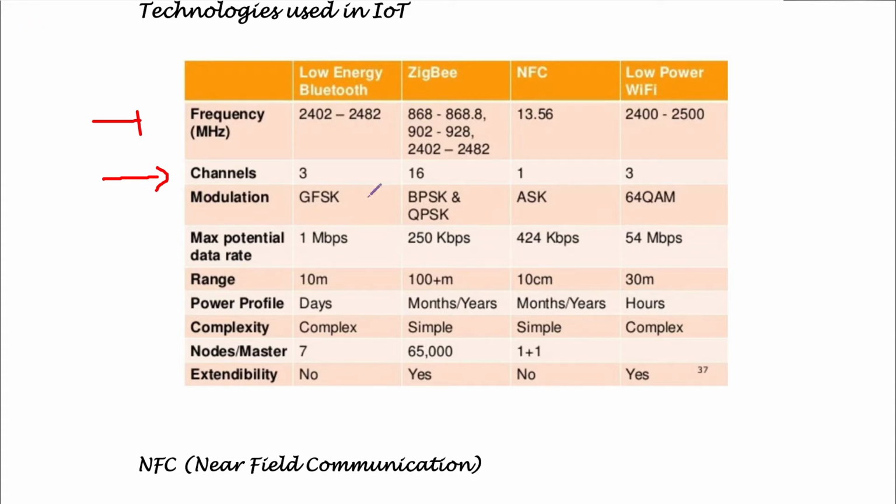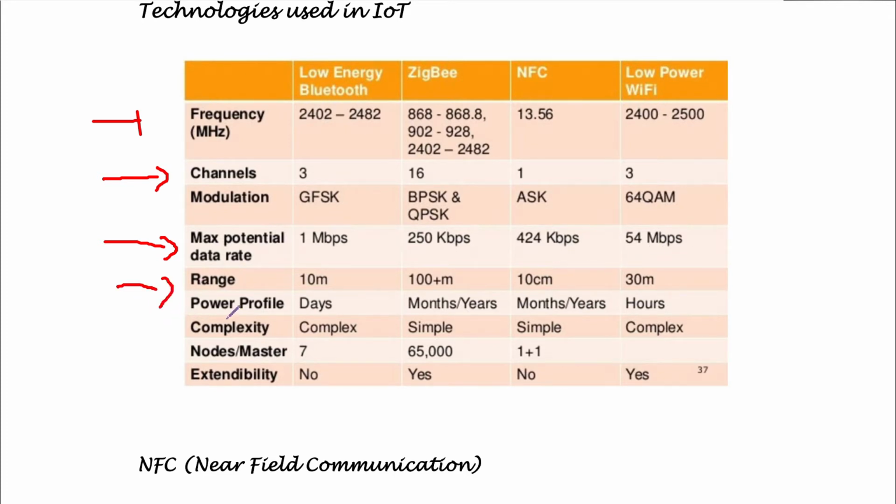The type of modulation that is being used, that is GFSK in Bluetooth, BPSK and QPSK in Zigbee, ASK in NFC, and in low power Wi-Fi 64 QAM, that is Quadrature Amplitude Modulation. So the students of digital communication must have studied some of these modulation techniques. The maximum potential data rate is also specified here. In low energy Bluetooth we have 1 Mbps, in Zigbee we have 250 kbps, NFC we have 424 kbps, and in Wi-Fi we have the highest, that is 54 Mbps.